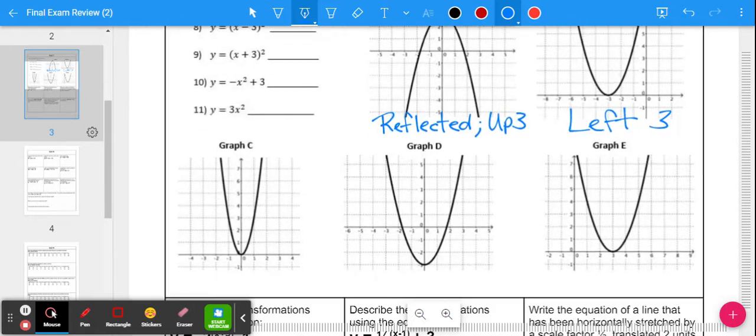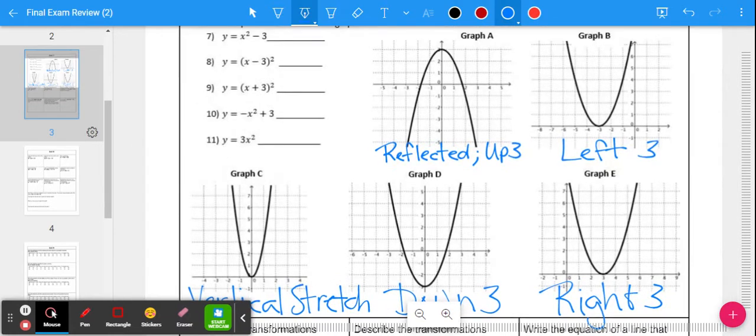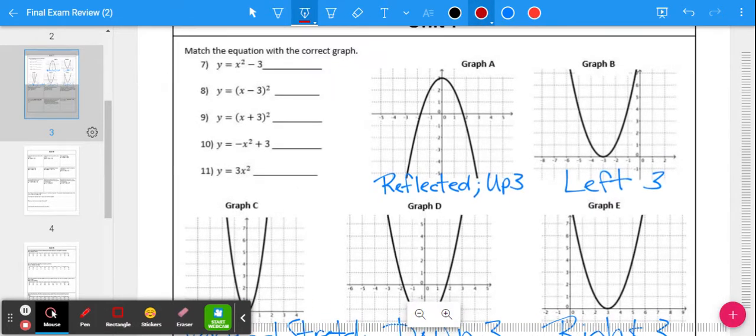Graph C looks a little bit skinnier, so we're going to call this a vertical stretch. Graph D has been moved down 3, and graph E has been moved right 3. If you make your observations, it'll make pointing out which graph goes with which equation a lot easier. So again, with number 7, it says y equals x squared minus 3. Those output values are decreasing by 3, which means it is moving down 3, so number 7 is graph D.